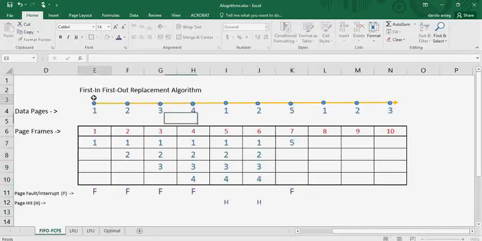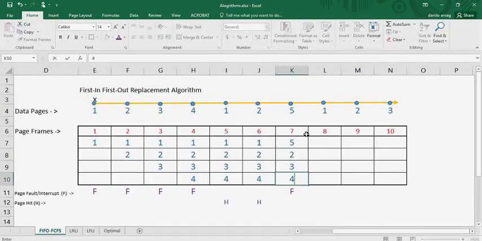1 will go out. So what I'm going to do here is put an X here to say that 1 has been taken out of the queue, and that we will no longer start looking at the first in, first out on this line, but rather in the next succeeding line starting at 2. All right, so data page 5 would replace 1 because 1 is the first in of all the 4 data pages on the current page frame. We're gonna copy 2, 3, and 4.